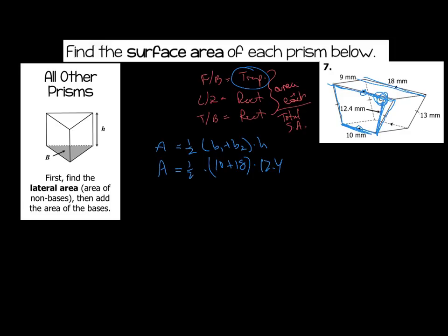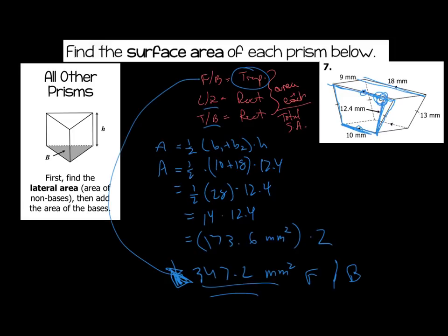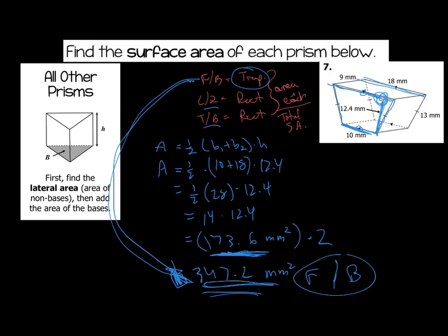Now this is the area of one of those trapezoids. So first let's process that. So that's going to be 1/2 of 28 times 12.4. Half of 28 is 14, and 14 times 12.4 is going to be 173.6 millimeters. But then there's 2 of them, so I'm going to have to multiply this answer by 2. That gives me 347.2 square millimeters, but don't forget that's just the front and the back, right? Now we need to go deal with the left and the right side and the top and the bottom.